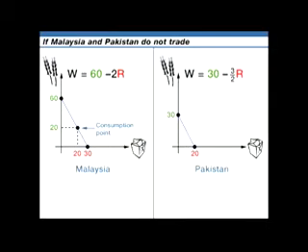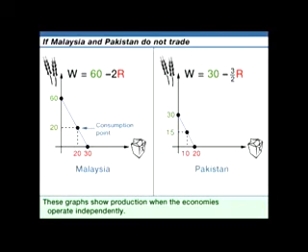We can say the same then about Pakistan. Pakistan has this table of production possibilities, and if it wants to operate by itself without trade, it's got to choose some point on this line, and that will be its consumption. So let's suppose that Pakistan chooses this point right here, which would be at 15 and 10. I'm going to imagine that Pakistan chooses to produce and consume 10 bushels of rice and 15 bushels of wheat. So the black dots in each of these diagrams represent the pattern of production and consumption when the two economies operate independently of each other.